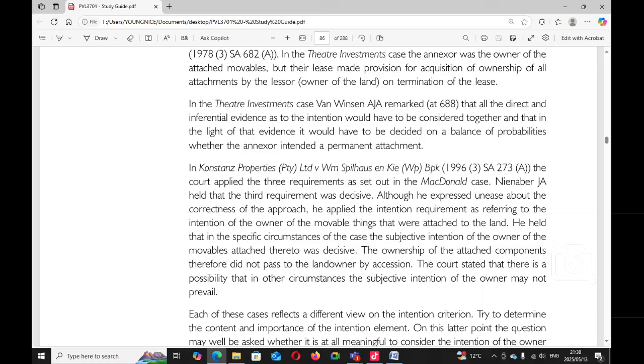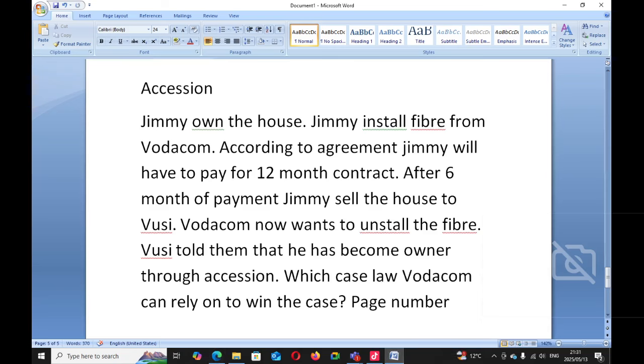Now, just go and revisit what happened in this case of Constant, so that you know it. They held that the company or the new owner is not the owner through accession, because the contract made it clear that the person has to pay until the last instalment. That was the case of Constant Properties. So now we know, we move forward. It was just me trying to test you about this case. If you know about this case, then everything is good.